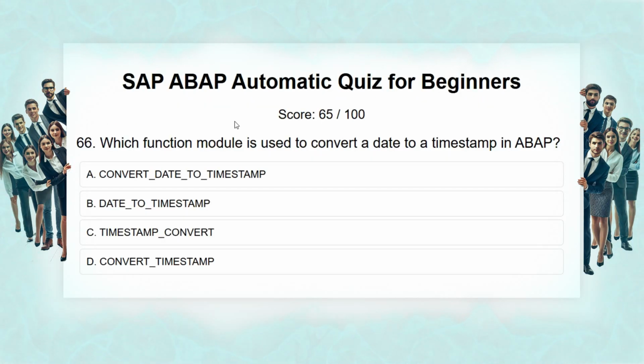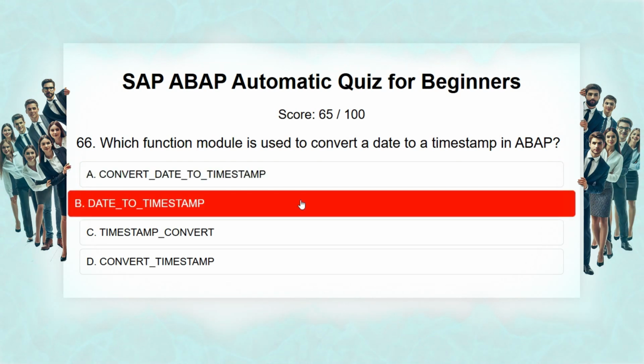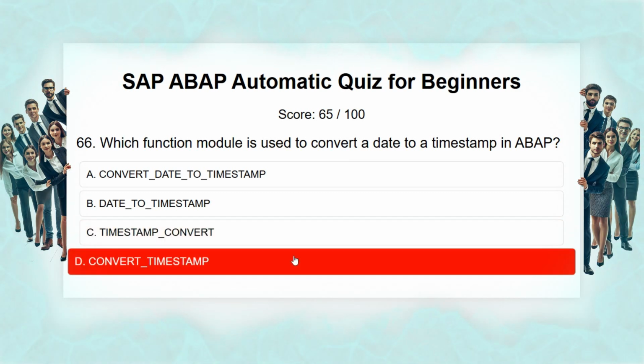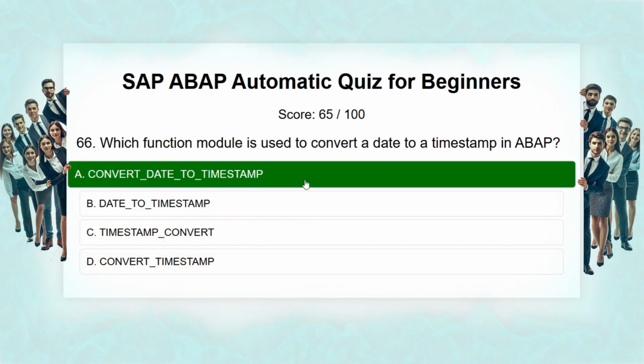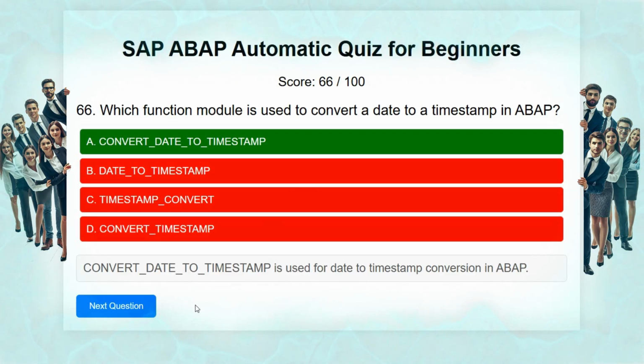66. Which function module is used to convert a date to a timestamp in ABAP? A. Convert_date_to_timestamp. B. Date to timestamp. C. Timestamp_convert. D. Convert_timestamp. Correct answer. Convert_date_to_timestamp is used for date to timestamp conversion in ABAP.